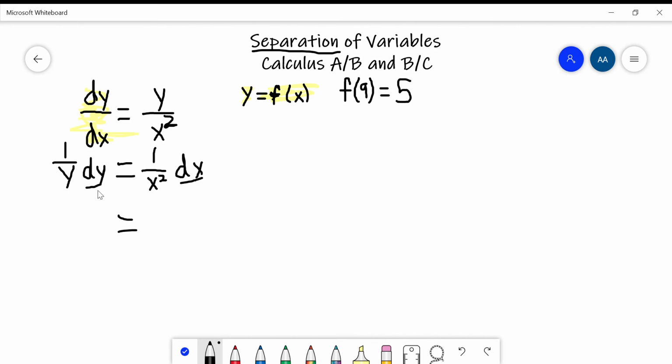So let's do that. So what can we do first? You might have remembered that I said we need to integrate. So we're going to integrate both sides. And so we're going to have 1 over x squared. We're going to integrate that, and that is going to be minus x to the power minus 1 plus c. Don't forget the plus c.